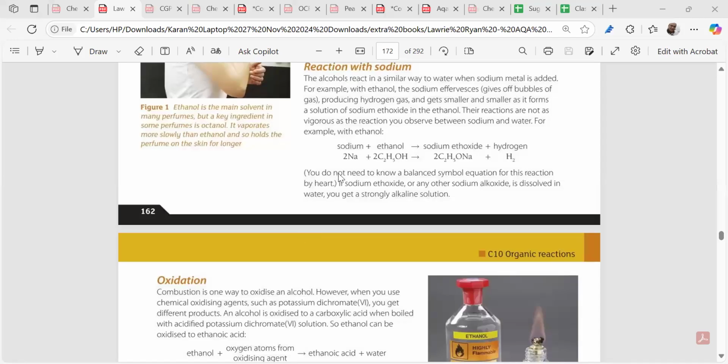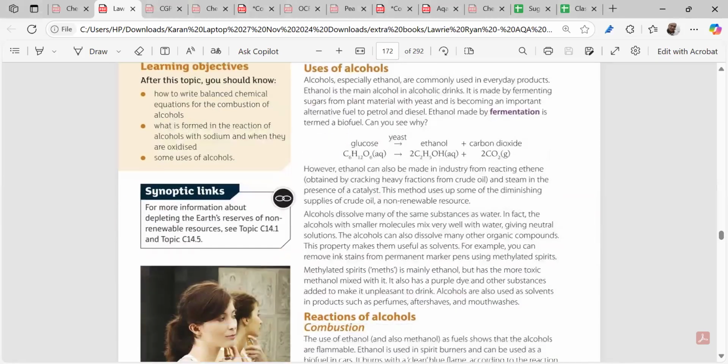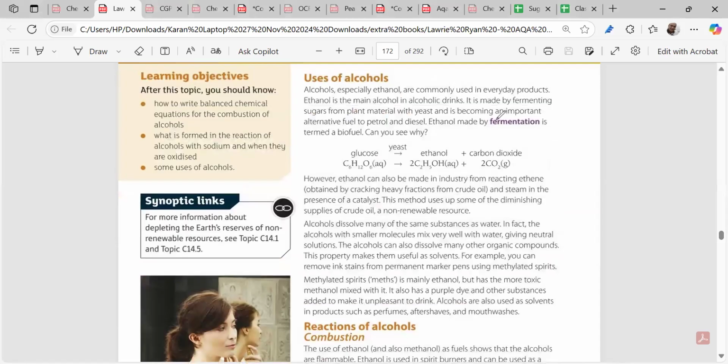We know that when we talk about alcohols, right? Alcohols are those which will be having an OH group. Now, what are the two ways by which we can have an alcohol? One is the chemical way. Second is that we can go for a fermentation process, right?